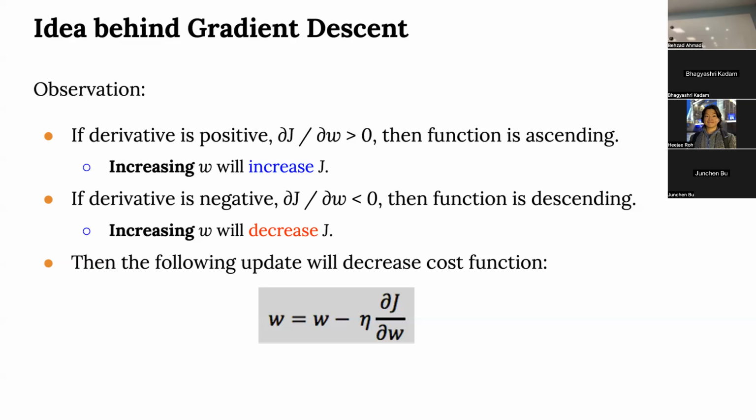Let's go to a slightly more complicated function. x to the 4 plus 5x squared. What is the derivative of this with respect to x? 4x cubed plus 10x. Okay, and what is the minimum of f of x? For which value of x is f of x the minimum?